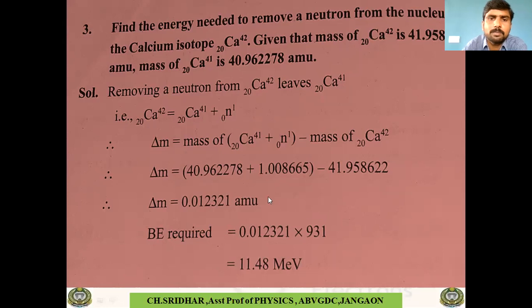Delta M is equal to 40.962278 plus 1.008665 minus 41.958622. So delta M comes out to be 0.012321 AMU, and the binding energy is delta M into C square, where 1 AMU into C square is equal to 931 MeV. So the binding energy is 0.012321 into 931, that is 11.48 million electron volts. This much energy is needed to remove a neutron from the calcium 42 nucleus.